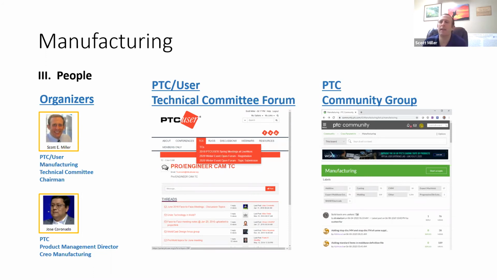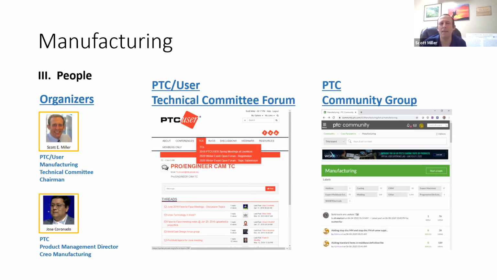Right now, and I think Eric sort of went through this as well, there are really 2 places that I see where we collaborate from a technology standpoint, how we get together right now. That's the PTC User Technical Committee Forum. That's the PTC User site. That used to be very popular when we had the PTC Exploder. There isn't as much activity there recently. But then there's also the PTC Community Group. There's a manufacturing community group, and we get some people from there.